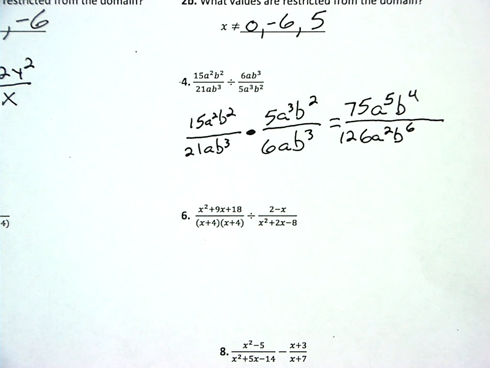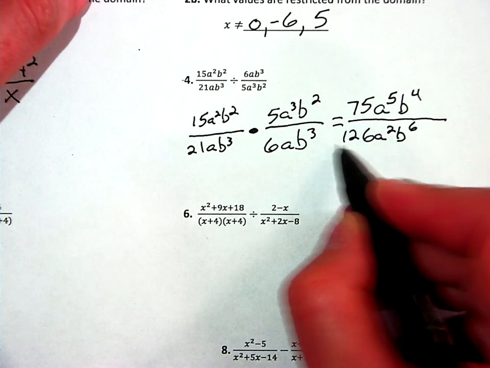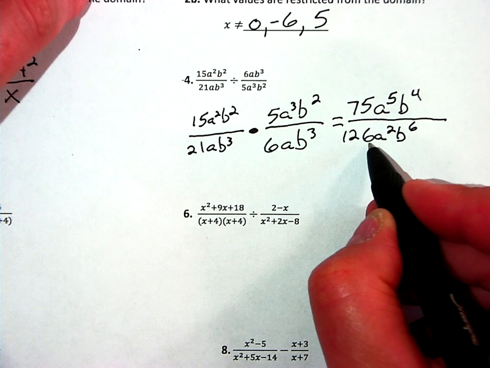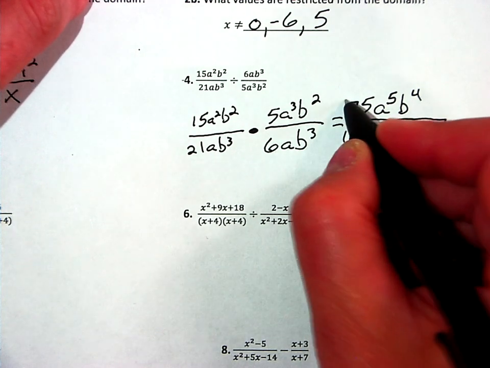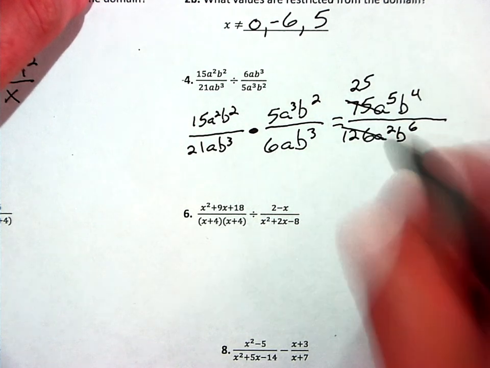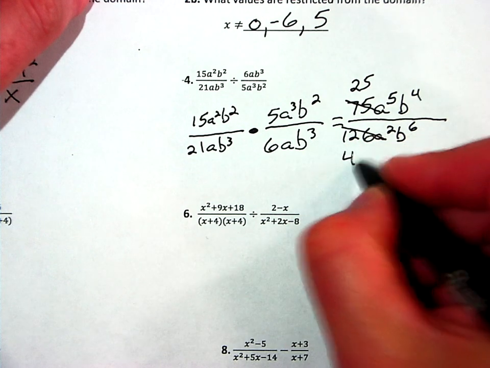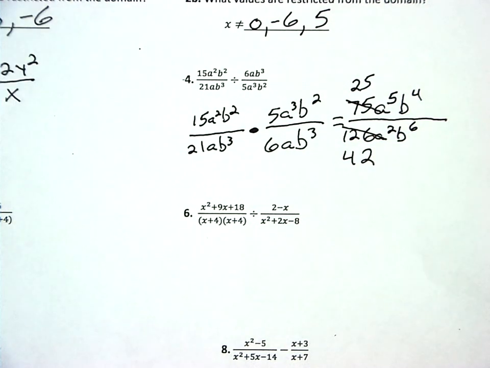But now we need a number that goes into 75 and 126. 2 doesn't go into 75 evenly, does it? Does 3? How do I know? Because I add them up, right? 7 and 5 is 12. 3 goes into 12. 1 and 2 is 3. 3 and 6 is 9. 3 goes into that. So 3 goes into 75 25 times. 3 goes into 126 42 times. So 25 over 42 will not reduce.